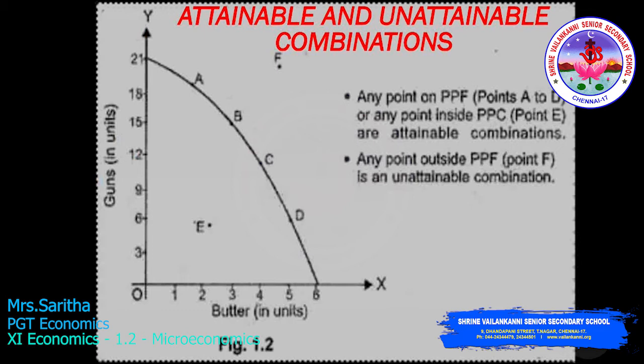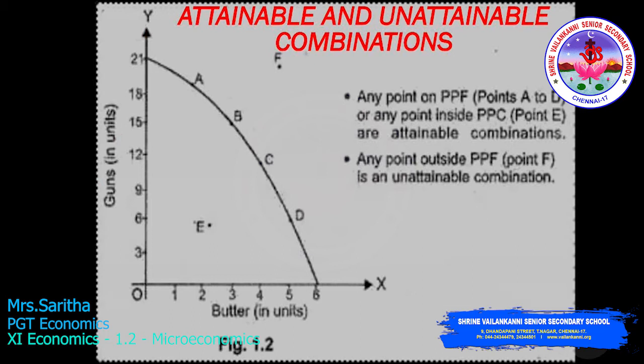Let's move on to the other one, attainable and unattainable combinations. Let's first discuss what is meant by attainable. Any point on the PPF from point A to D, or any point inside the PPC, that is point E, is an attainable combination. In this, we have two attainable options. One, optimum utilization of resources. Whatever resources are available in the economy are used in the best possible manner. Then the economy will operate at any point like A, B, C or D on the PPF.